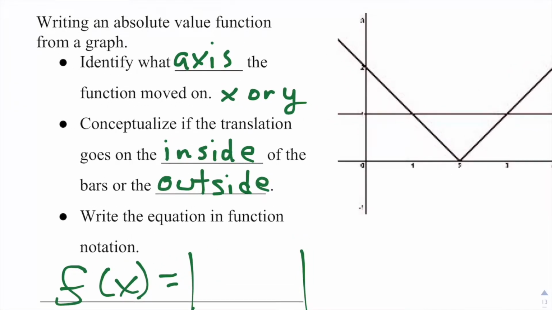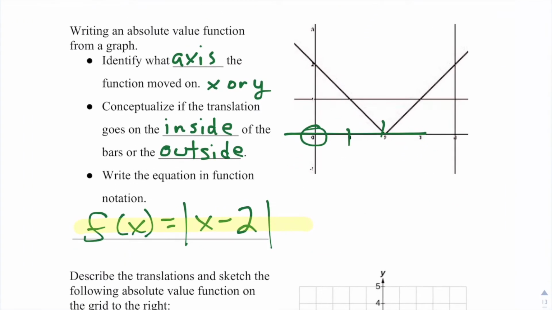So let's come up here and take a look at this. This is our origin of this graph, and as you can see, that absolute value function is on the x-axis. So it did not go up or down at all, so that means we have nothing outside of the bars. But if we look, it did go 1, 2 units from the origin. But remember from previous lessons that even though it goes 2 to the right, you would think that it would be plus 2. But because it's inside with the variable x, it is opposite of what we think. So to write this graph in function notation, we would write f of x equals the absolute value of x minus 2. Now let's move down here and explore a little more.